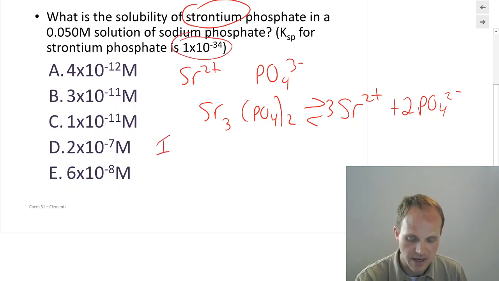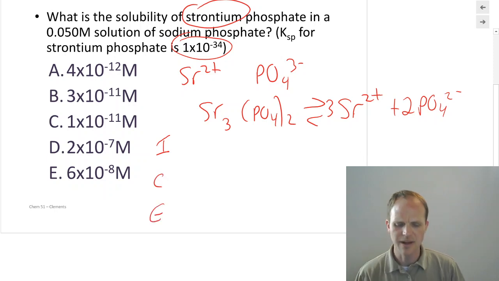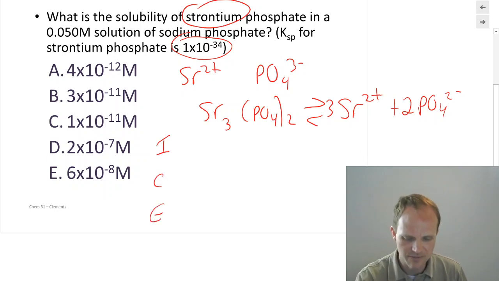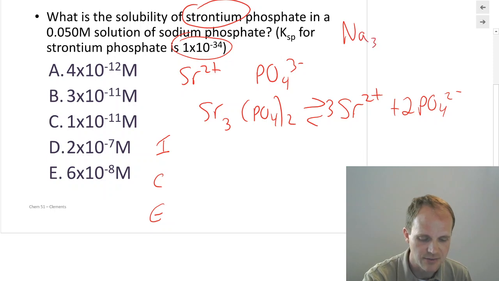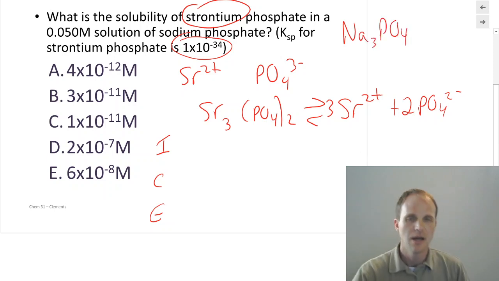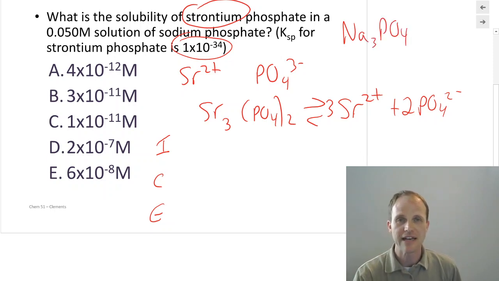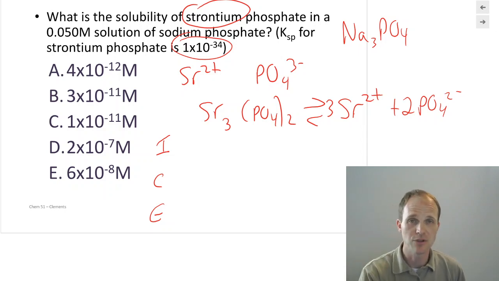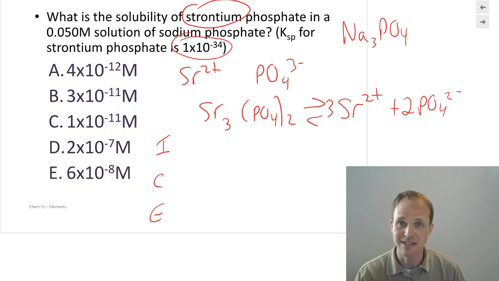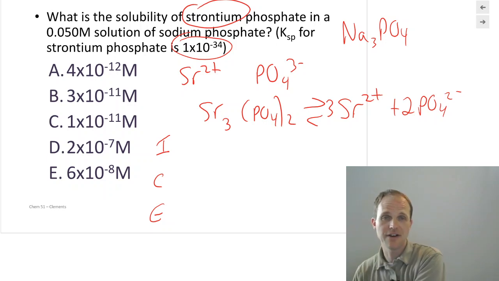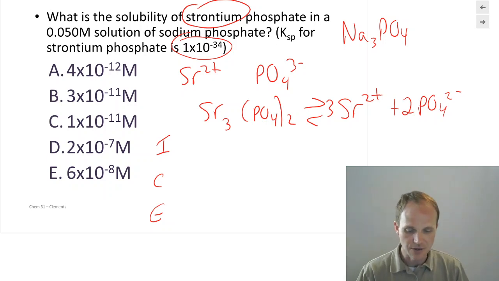Okay, so ICE. Oh, now we've got another thing. We've got sodium phosphate, Na3PO4. Good, there's only one phosphate here, right? So 0.05 molar sodium phosphate is going to be 0.05 molar phosphate. Good. If I was asking about the sodium concentration, it would be 3 times higher, right? So you'd have to take into account that stoichiometry. But luckily, I'm not asking about sodium. I'm asking about phosphate. Good. All right. So my phosphate concentration is 0.050 molar.